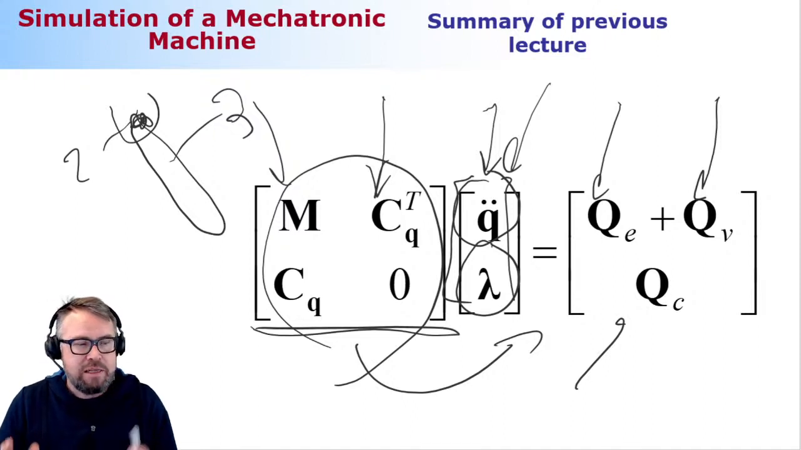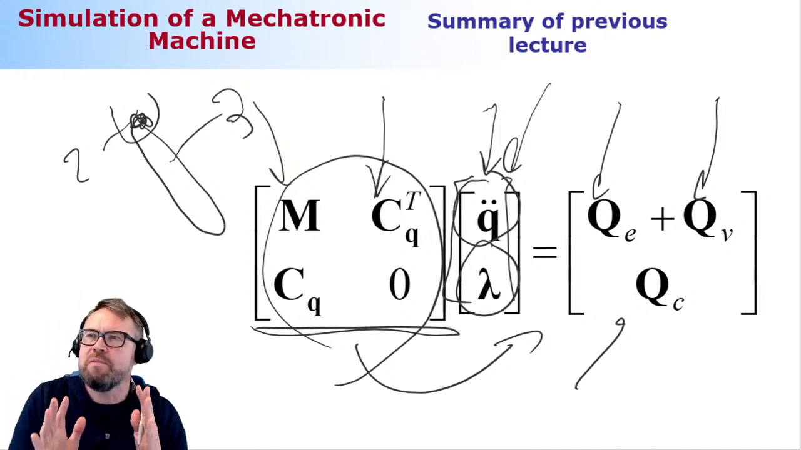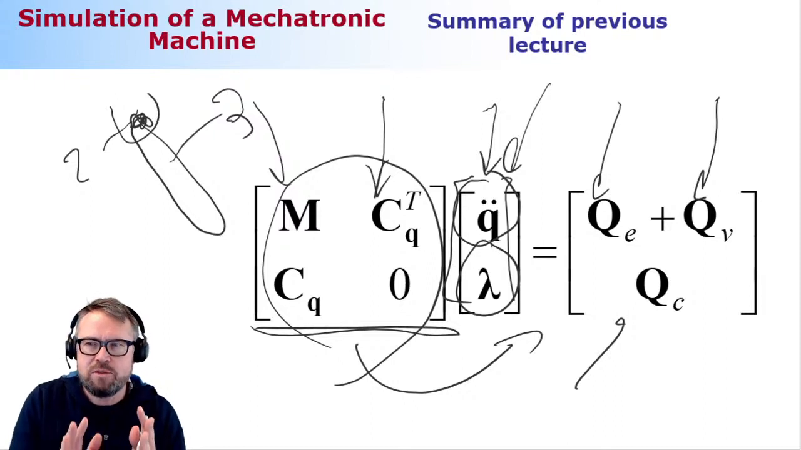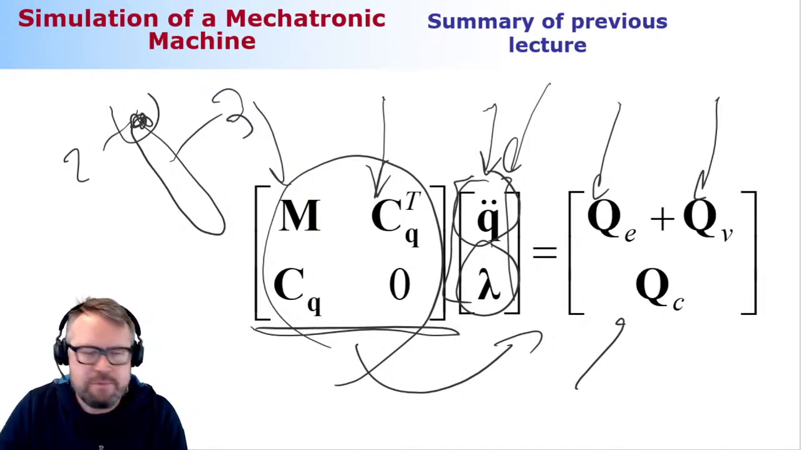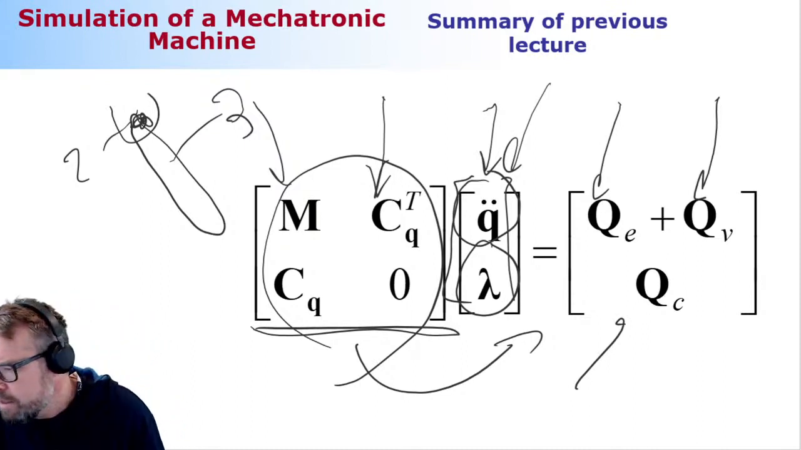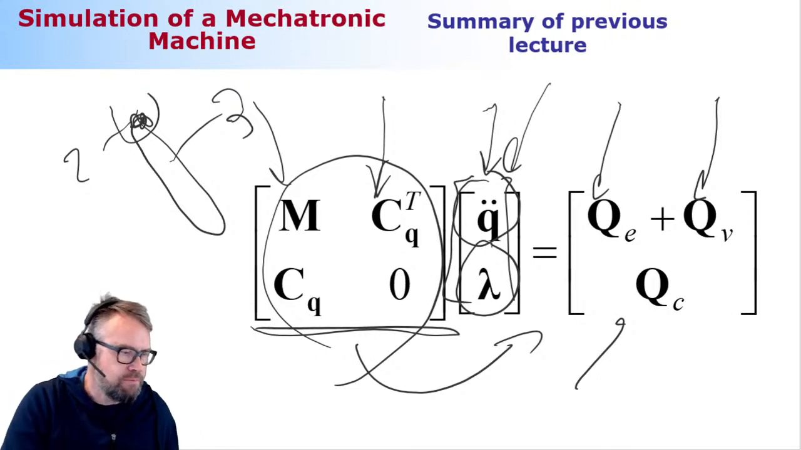Right, so this is how you compute the number of unknowns. Hope you got it. You compute it by adding the number of generalized coordinates and the number of constraint equations. That's how you know how many unknowns you have to deal with. Okay, so let's move on.